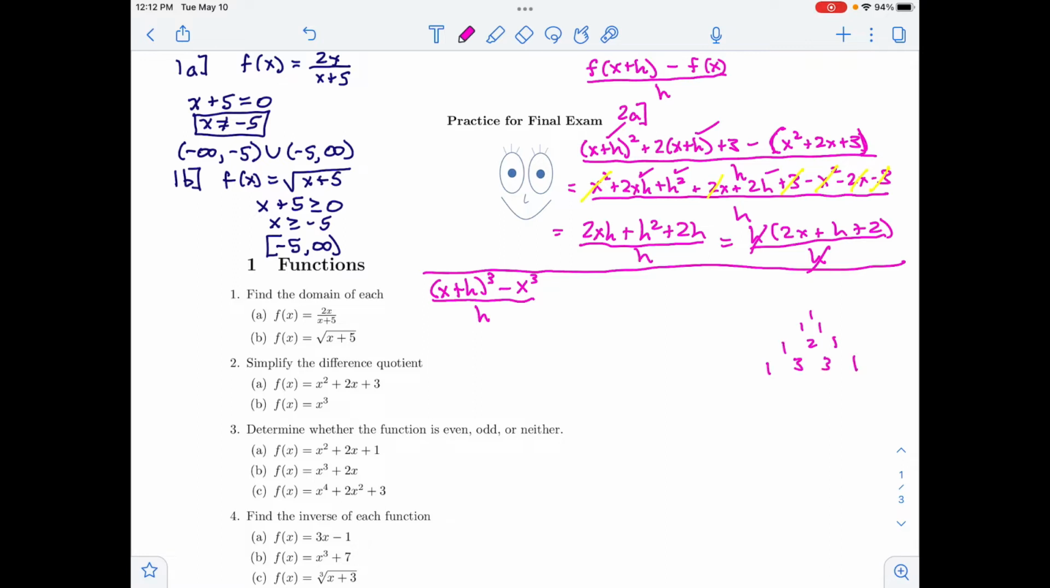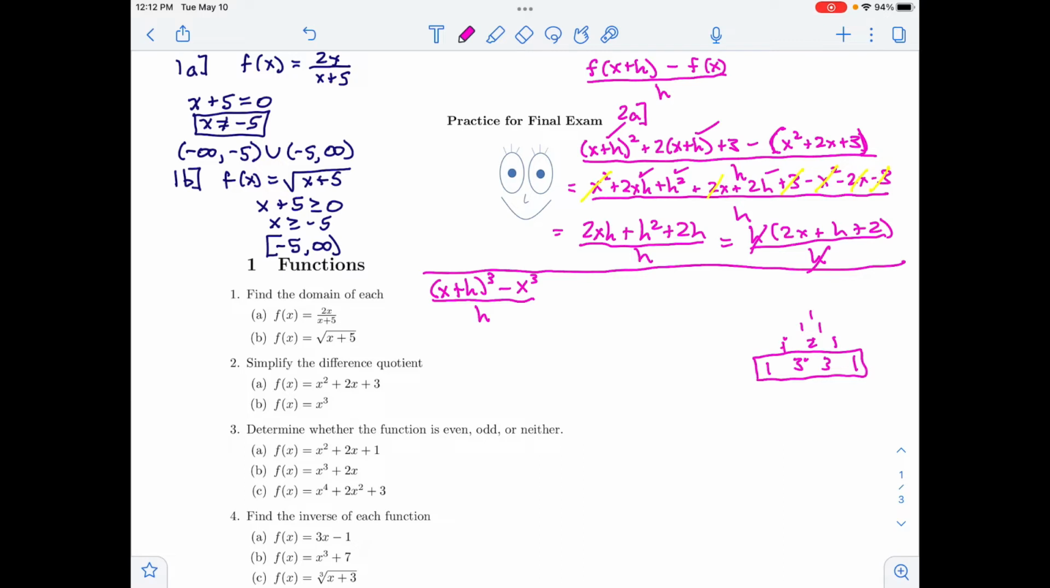Or we add the numbers to get the numbers between. So notice 2 and 1 is 3. Add this number and this number to get this number. And so this is Pascal's triangle. Now notice what this gives us. This gives us the coefficients.